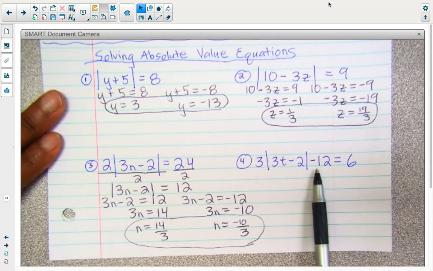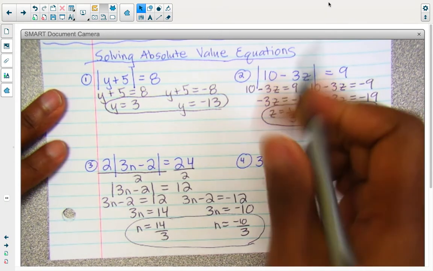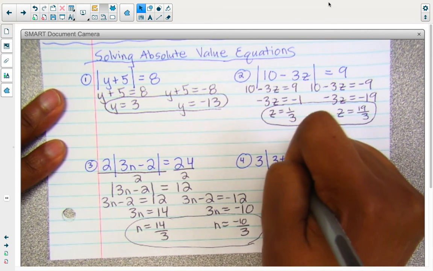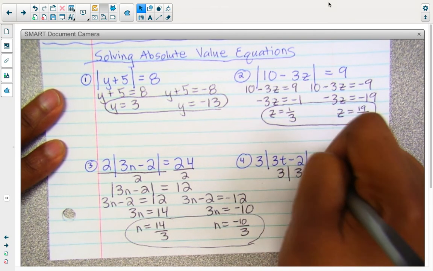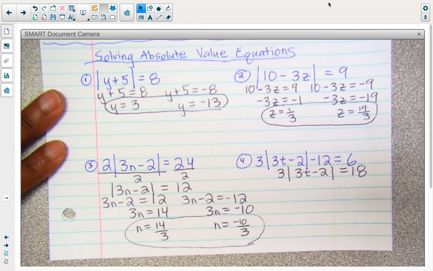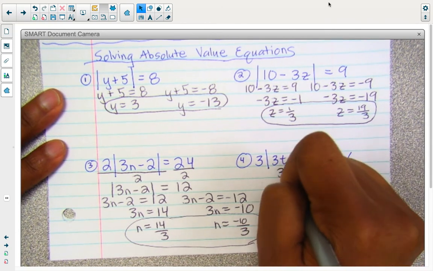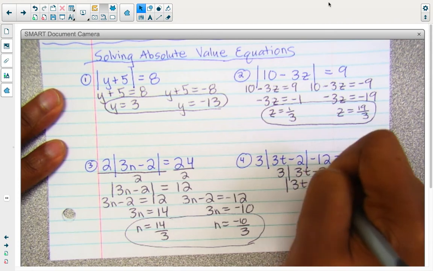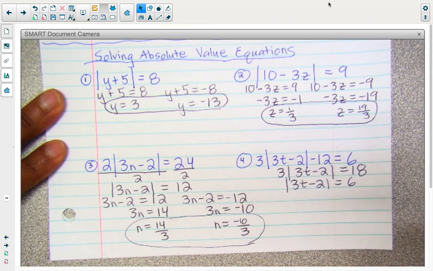So I'm going to add 12 to both sides. That's going to give me 3 times the absolute value of 3t minus 2 is equal to 18, because I added 12 to both sides. Now I'm going to divide by 3, divide by 3. So the absolute value of 3t minus 2 is equal to 6.